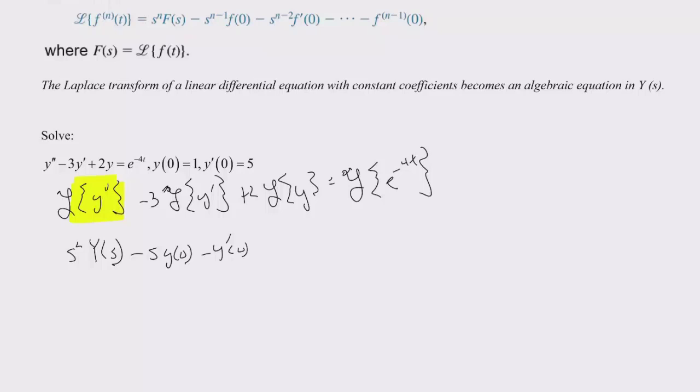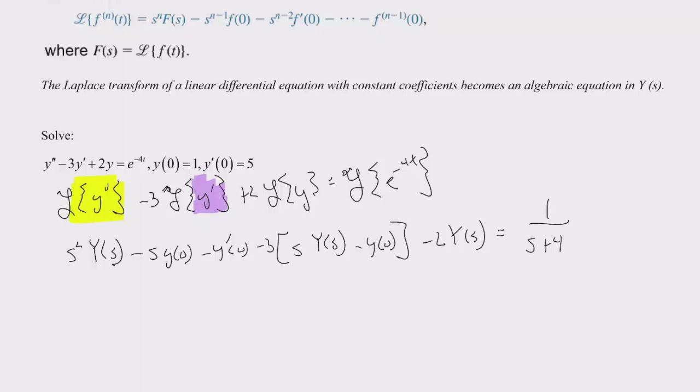So we just replace that one term with that series of terms, and then the first derivative becomes, so highlight this, this guy right here, minus 3, and that single derivative just becomes s y of s minus y of 0, plus 2 y of s, and then our Laplace transform for e to the negative 4t is just 1 over s plus 4.